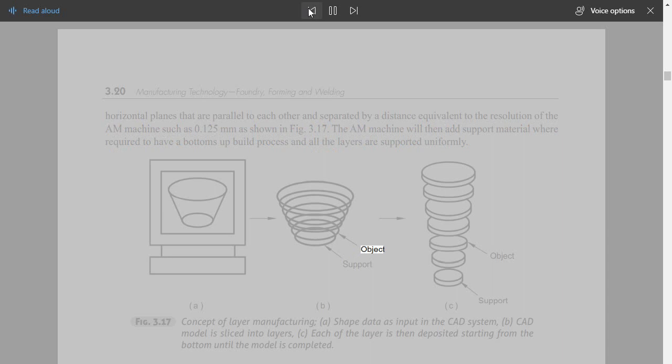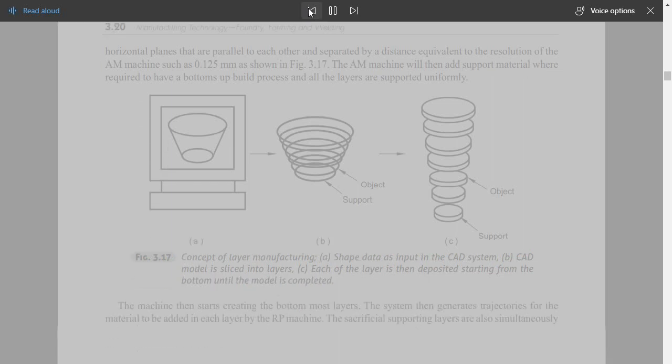Support object. A, B, C. Fig. 3.17 Concept of layer manufacturing. A. Shape data as input in the CAD system. B. CAD model is sliced into layers. C. Each of the layers is then deposited starting from the bottom until the model is completed. The machine then starts creating the bottom-most layers.